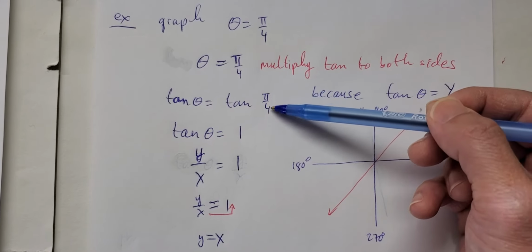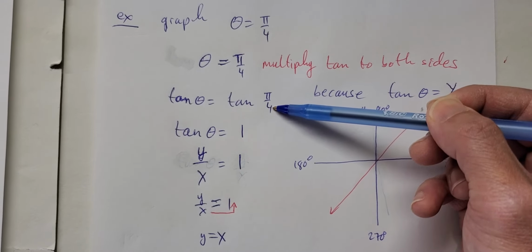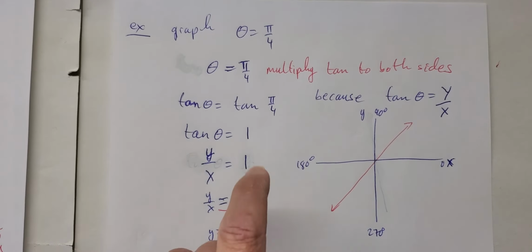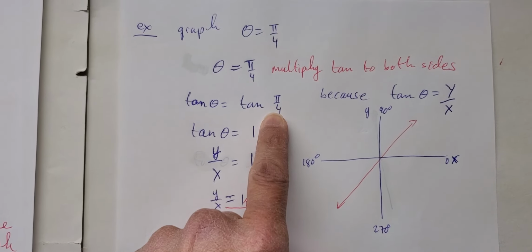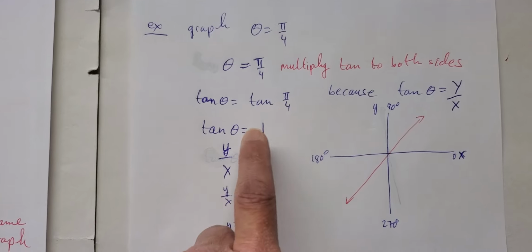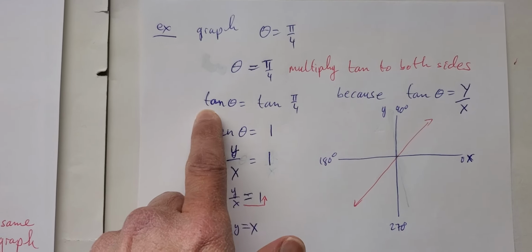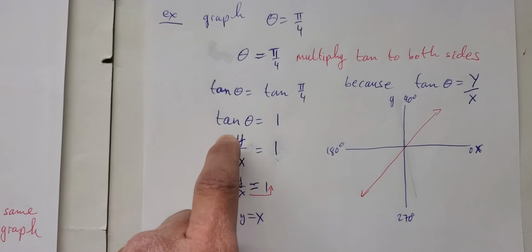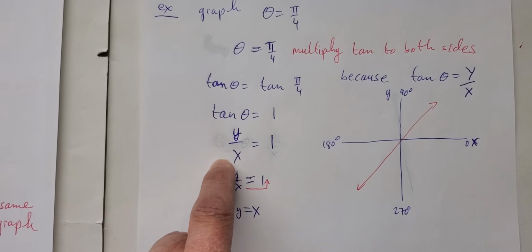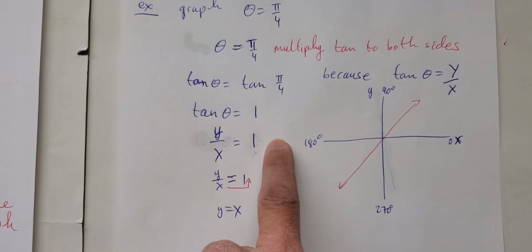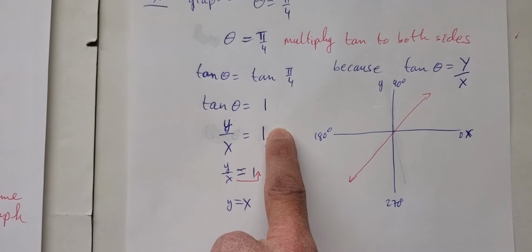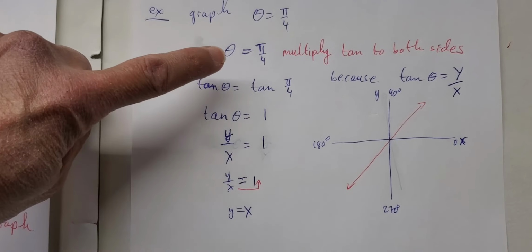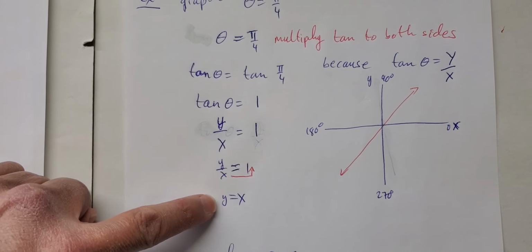Well, you know that pi over 4 is 45 degrees, so tangent pi over 4 is 1. What is tangent? Tangent is y over x. So just bring the x over, and then I just have y equals x. So this is polar, this is rectangular.